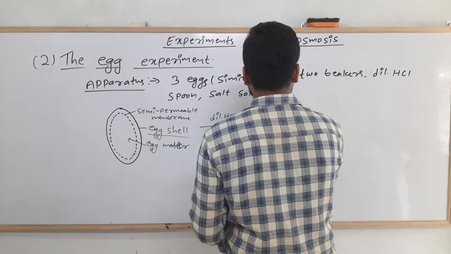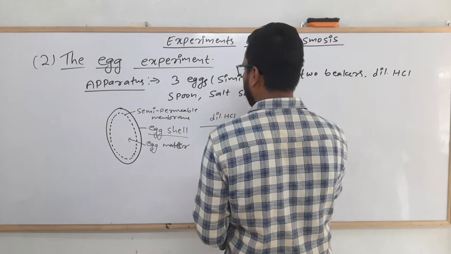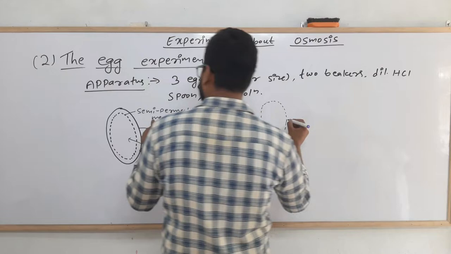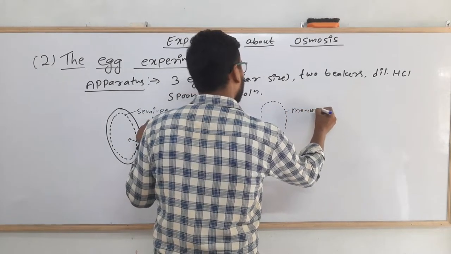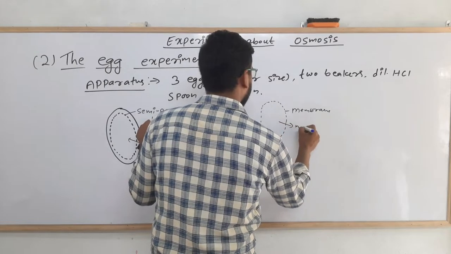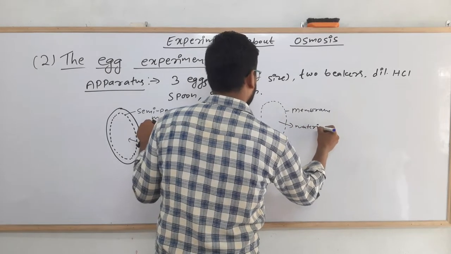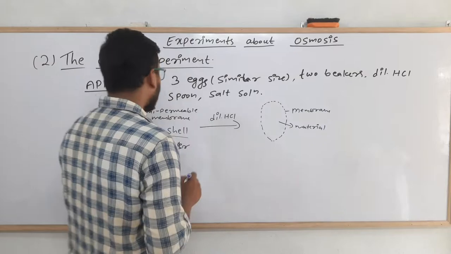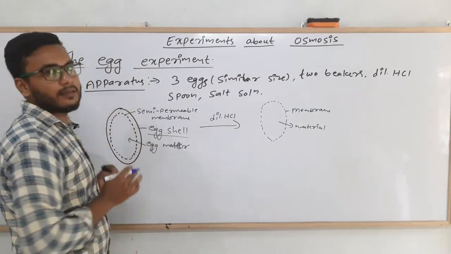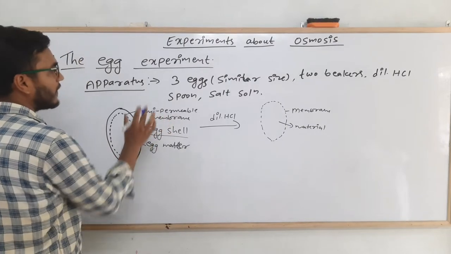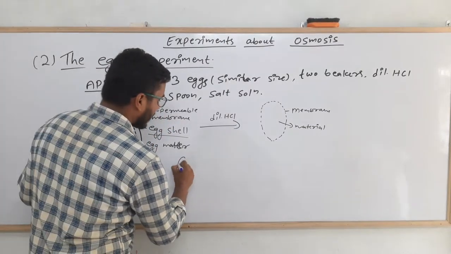There is a reason, actually, there is a chemical reaction that happens over there. Let me first of all write it. This is the membrane, and this is the material or matter, we can say, okay. Now, there will be a reaction over here that helps us to dissolve this egg shell. Actually, the egg shell of the egg is made up of calcium carbonate.